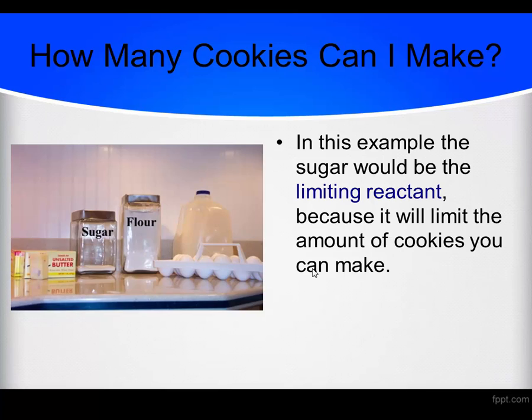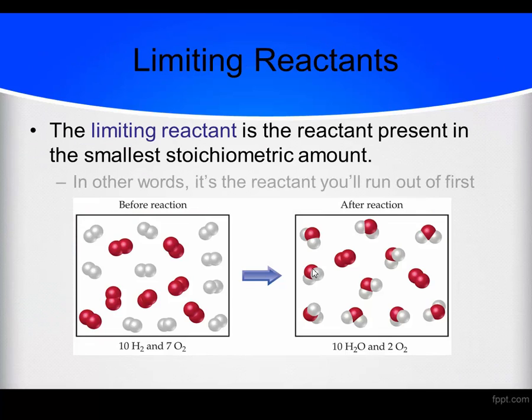All right. In a chemical reaction, the limiting reactant is going to be the one that's present in the smallest stoichiometric amount. Okay. So notice it's not the smallest amount in grams, it's the smallest amount stoichiometry-wise. So you're going to have to do some stoichiometry to figure out which the limiting reactant actually is.